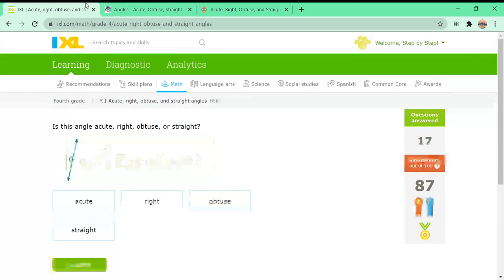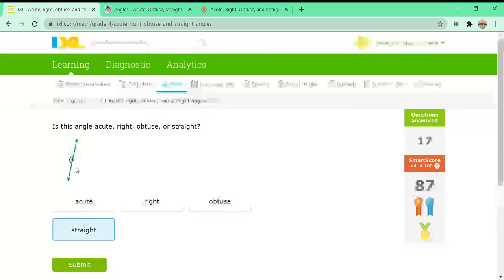Excellent. Is this angle acute, right, obtuse, or straight? This angle is definitely straight because straight is a perfect 180 degree angle. And this is a straight line, but it's not acute because it's not smaller than 90 degrees. It's not right because it's not 90 degrees. And it's not obtuse because it's not more than 90 degrees and less than 180 degrees.